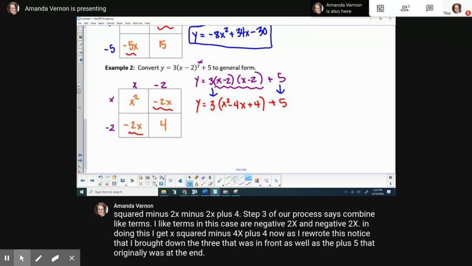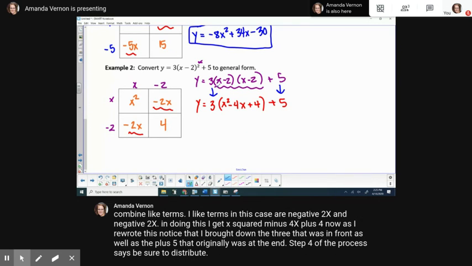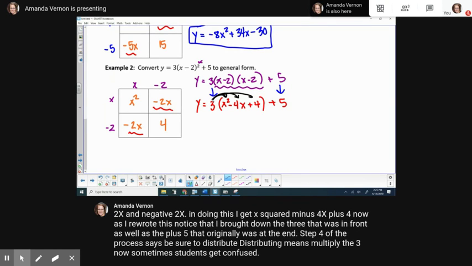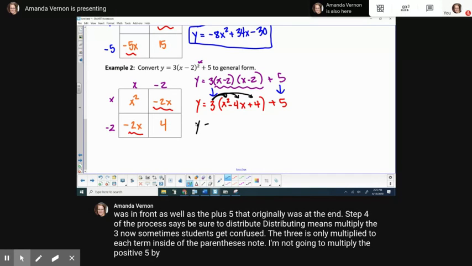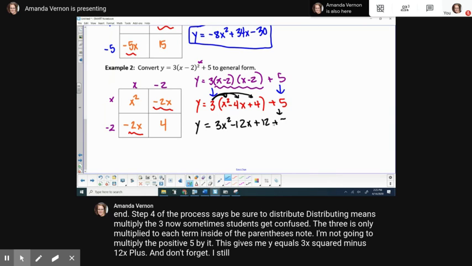Step 4 of the process says, be sure to distribute. Distributing means multiply the 3. Now, sometimes students get confused. The 3 is only multiplied to each term inside of the parentheses. Note, I'm not going to multiply the positive 5 by it. This gives me y equals 3x squared minus 12x plus 12. And don't forget, I still have my plus 5 at the end.